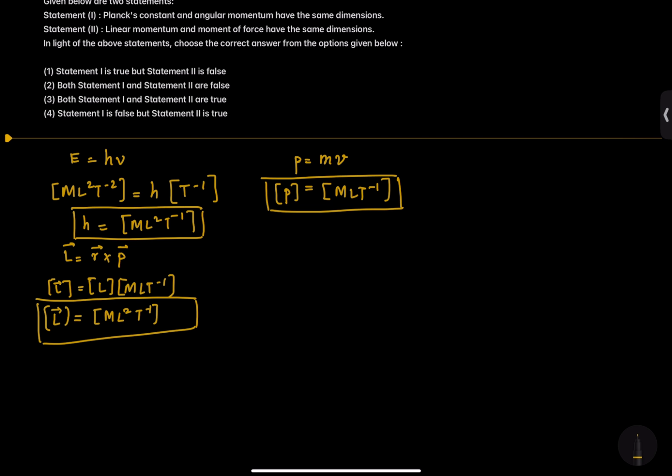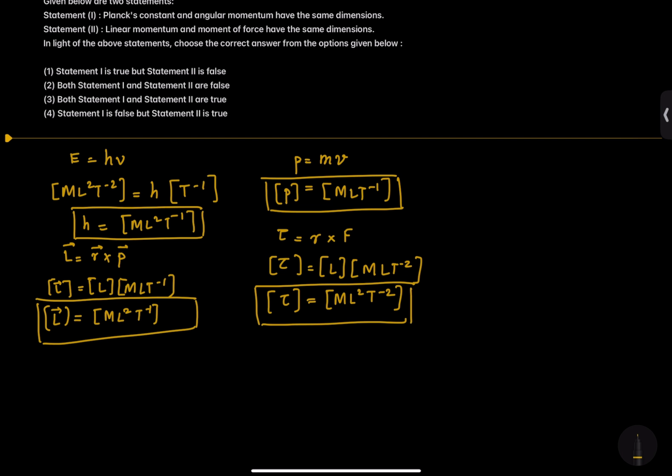For the moment of force, we use τ = r × F, right? Where r is the radius and F is force. So the radius dimensions are L, of course, and force dimensions are M L T⁻². So when we multiply that, we get M L² T⁻². Those are the dimensions of τ. So do they match? They are not the same. So statement 2 is definitely false.